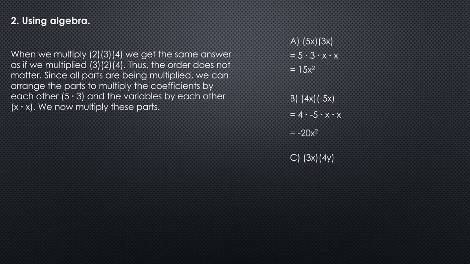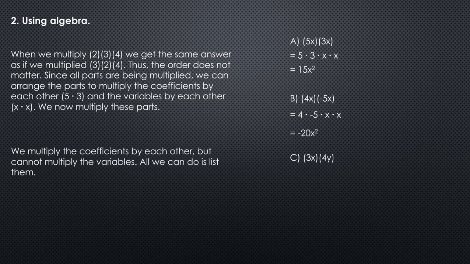For 3x multiplied by 4y, we multiply the coefficients by each other, but we cannot multiply the variables. All we can do is list them. So our answer will be 3 multiplied by 4, which is 12, and x multiplied by y. Because they are not the same, we just list them, so therefore our answer is 12xy.